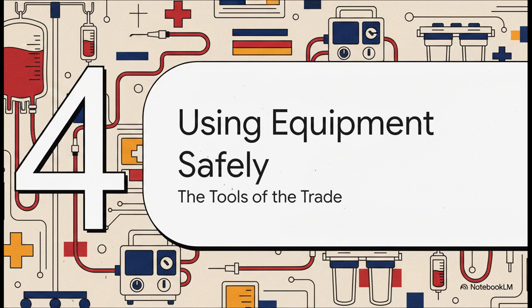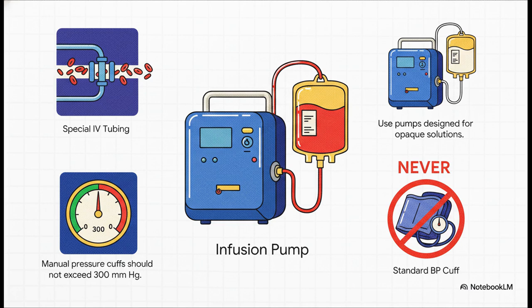All right, so we've talked about the blood itself. Now what about the gear you're going to use to give it? The equipment is just as important. This is one of those areas where a small mistake has huge consequences. Using the wrong pump or the wrong tubing can actually shred the red blood cells. That's called hemolysis, and that basically makes the whole transfusion useless. So always use the right stuff, and please never try to speed things up with a regular blood pressure cuff.